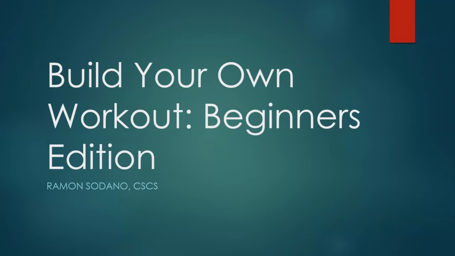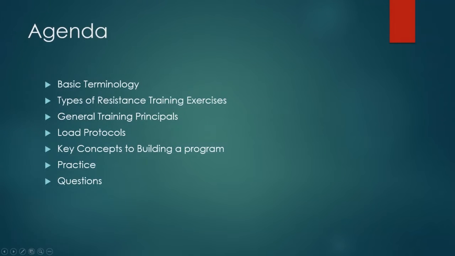So with that, we have a little bit of an agenda. We'll first go over basic terminology, because to understand anything with building a program or what means what, you need to understand some basic lingo of strength and conditioning and fitness in general. A lot of the terms you probably have already heard, but we'll go over them again. Then we'll go over types of resistance training exercises. This is just for the fact that there's a lot of interchangeable words that people will say that mean two different things, and I'll be able to settle those away so it's not too confusing.